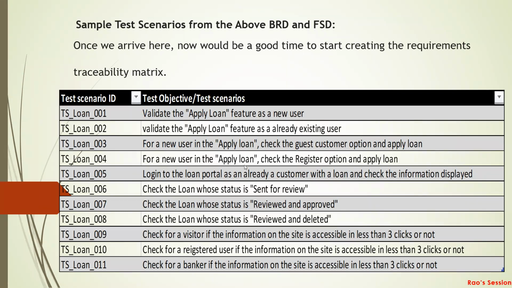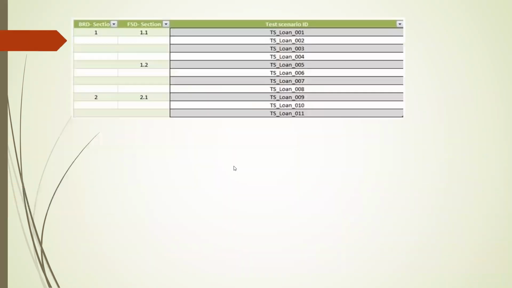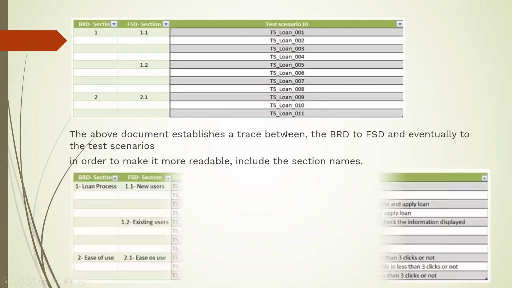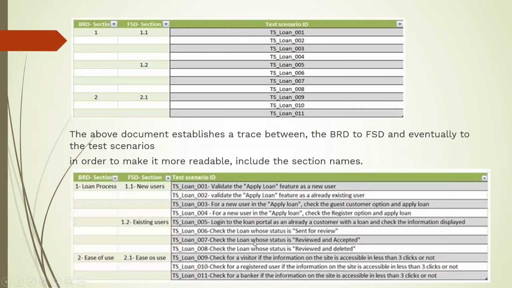That means, for example, just wait a minute. This is how you're going to write it. One in the BRD section will be 1.1 and 1.2 in the FSD section, and these are the scenarios. Understand? If you want more detail, you can write it descriptively like this, either this way or this way. Got it?